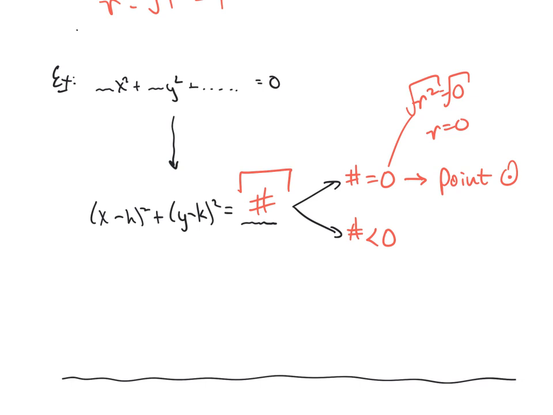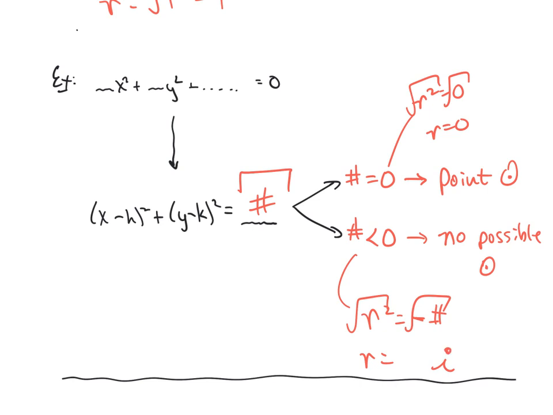And if we ever end up with a situation where the number on the right-hand side is negative, less than 0, then there's no possible circle that we can draw here. There's no possible circle that we can draw because, remembering r squared is equal to that number, if this is a negative something, when we take the square root, we'd end up with an i attached. And we can't do that. So we'd say there's no possible circle.